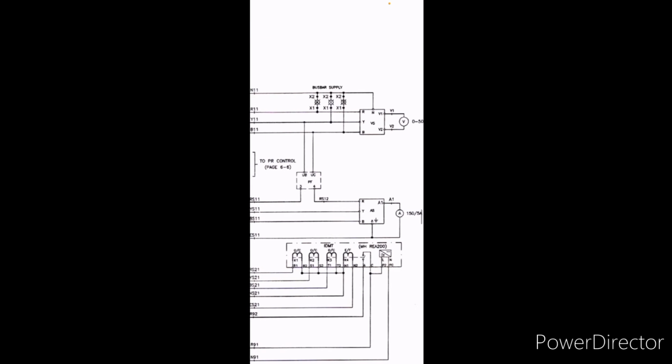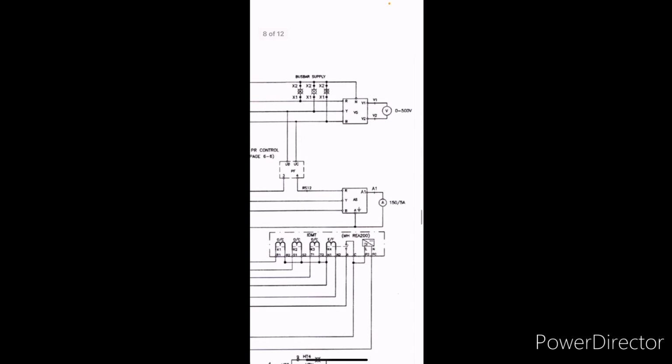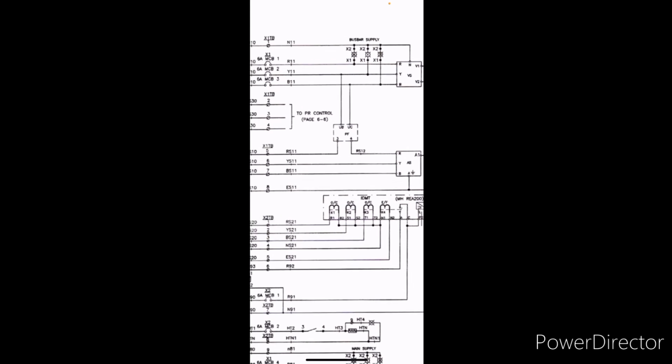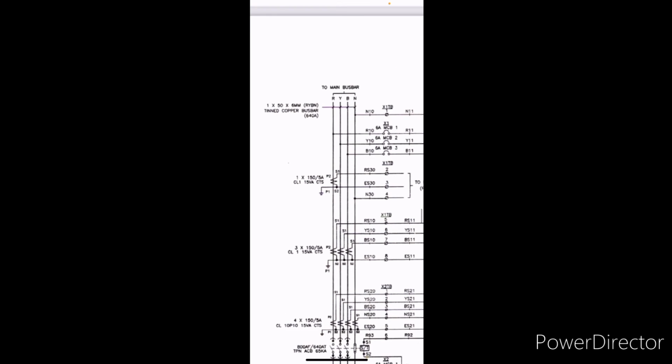Here, VS is actually the voltmeter, and AS is actually the current meter. And then after that it will go through the main bus bar, which will supply into the next diagram.